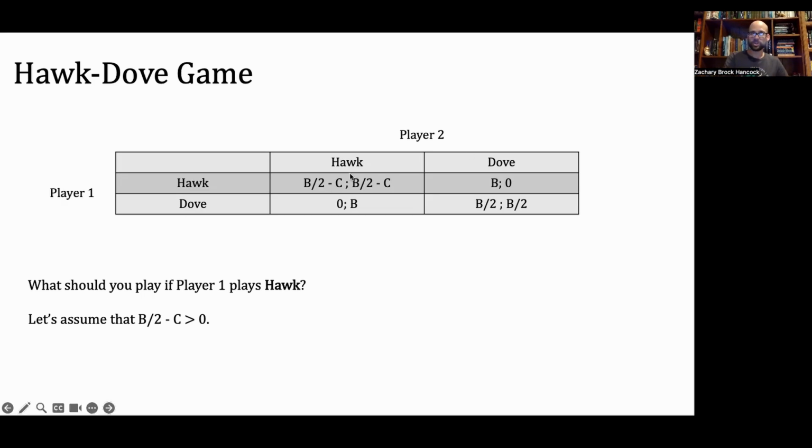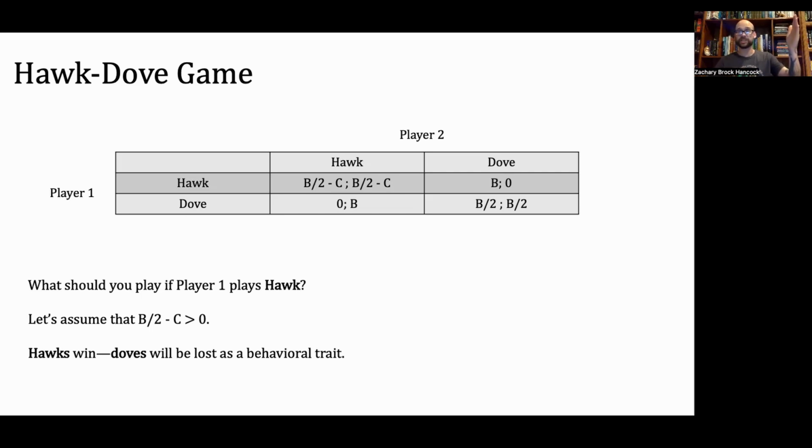Well, notice if player 2 plays hawk, then they still get something greater than 0. There's still some positive resource value that they're getting. If they play dove, however, they get nothing. There's no benefit that they could possibly get. And hence, hawks should always win when b over 2 minus c is greater than 0. It is never rational for player 2 to play dove if player 1 plays hawk. Hence, in this evolutionary game, the hawk strategy should sweep to fixation and the dove strategy should be purged from the population.